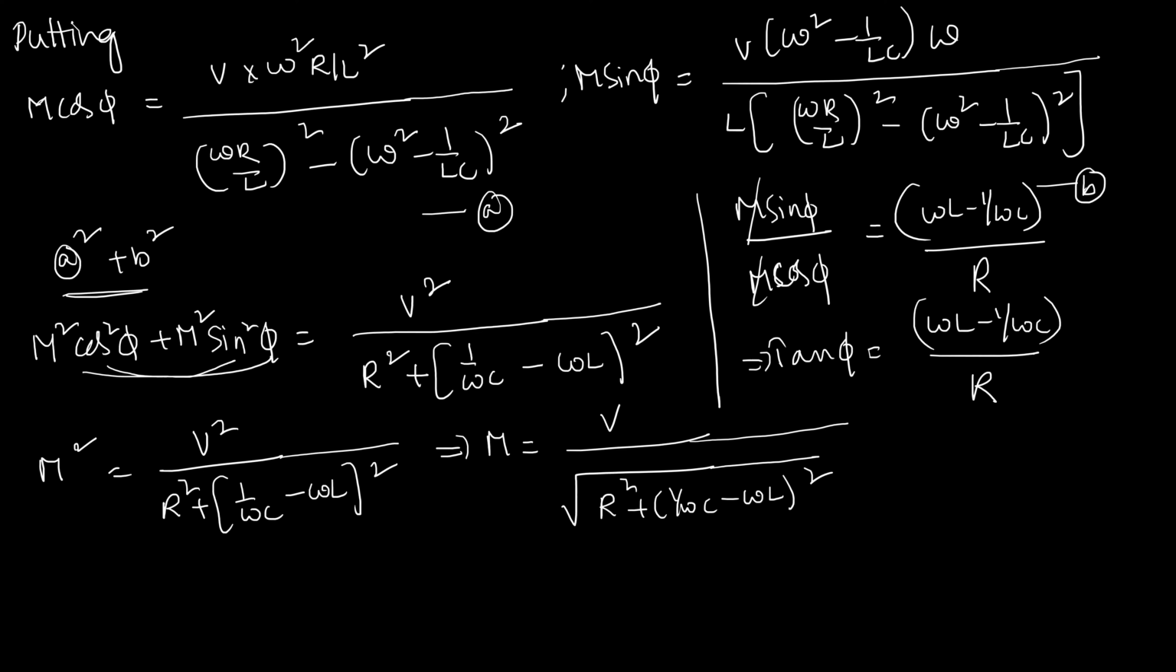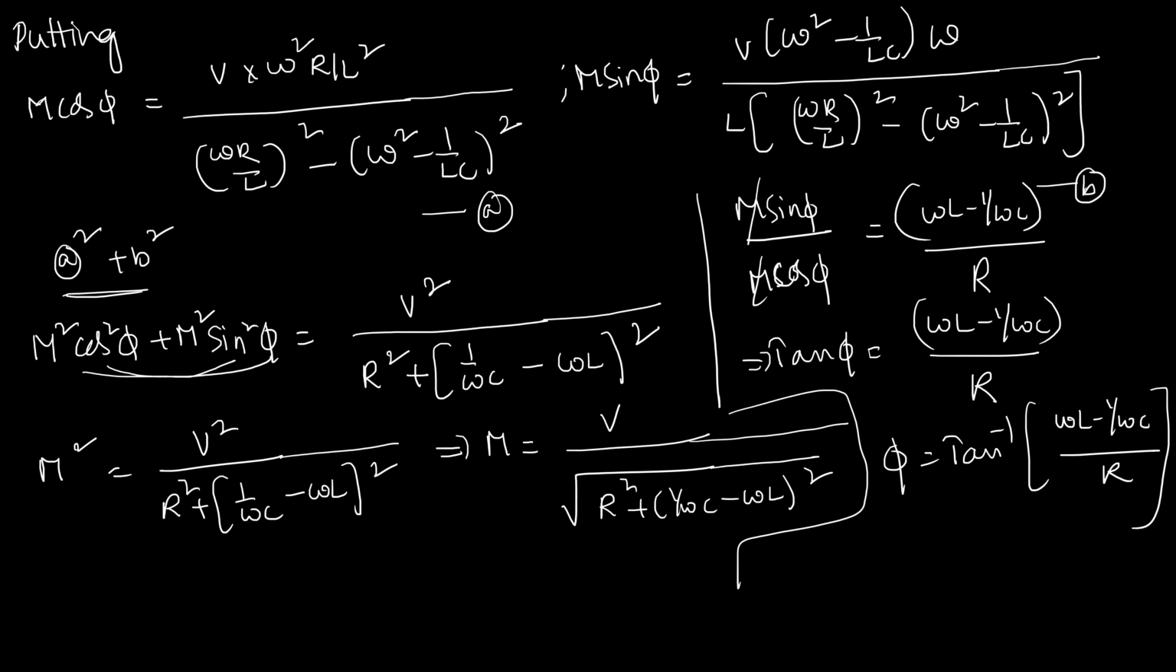If I want the expression for phi, then what I should do? So tan inverse on both sides. There you get tan inverse of (omega L minus 1 by omega C) by R. In this way, we can find M and phi values. Now, finally, what we can write for IP?